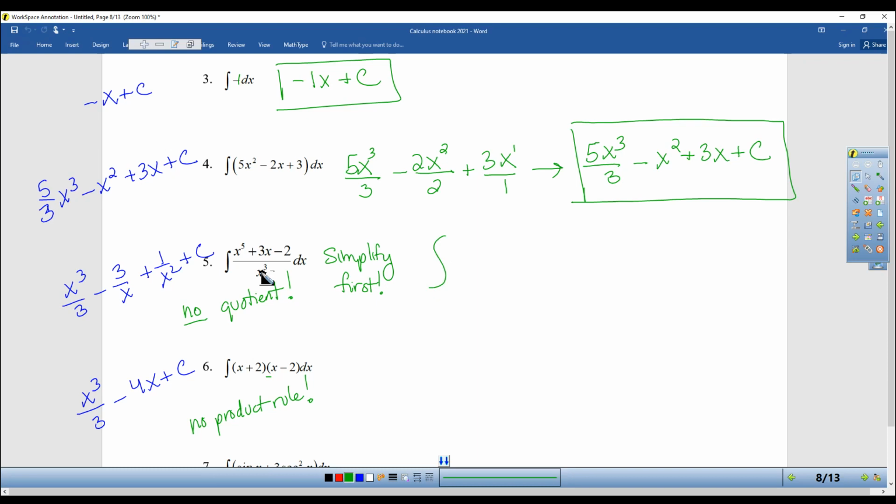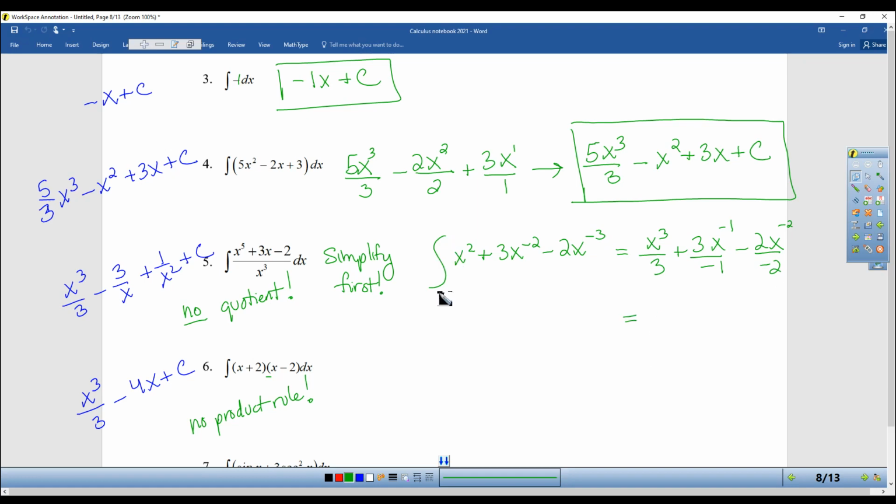So this becomes, if I divide each of them individually by x cubed, I get x squared plus 3x to the negative 2 minus 2x to the negative 3. You probably remember doing this to do derivatives. Now we're going to do it for integration. This becomes x cubed over 3. Now be careful. I'm going to add 1, which gives me negative 1. And for the next one, I'm going to add 1, which gives me negative 2.